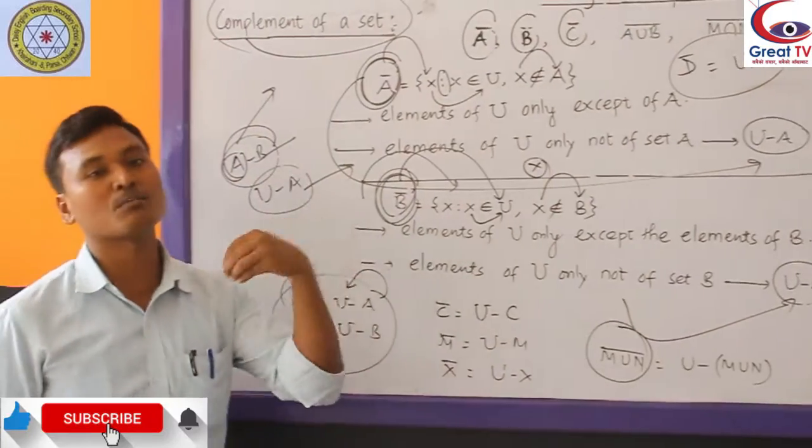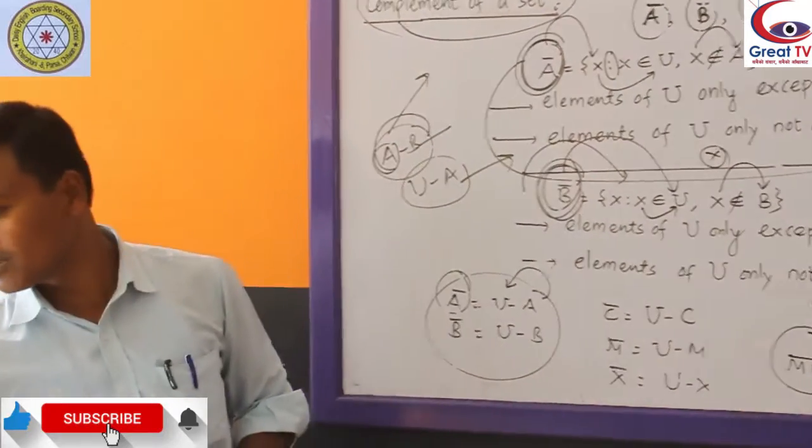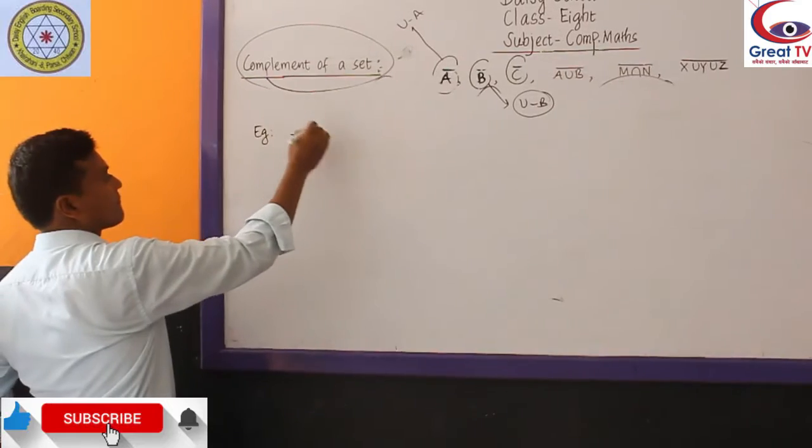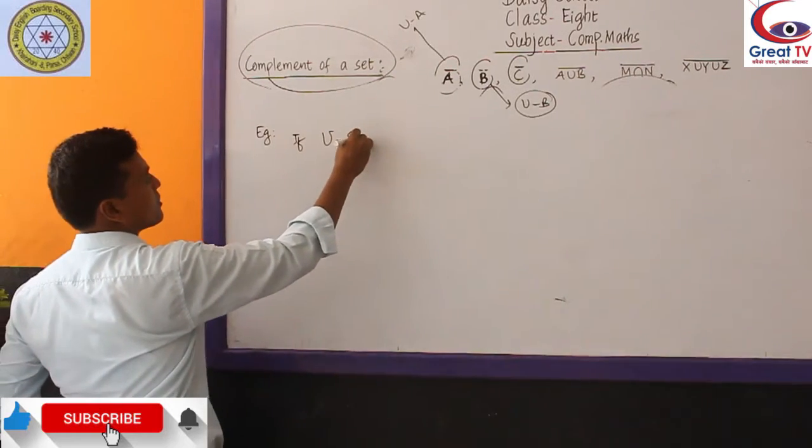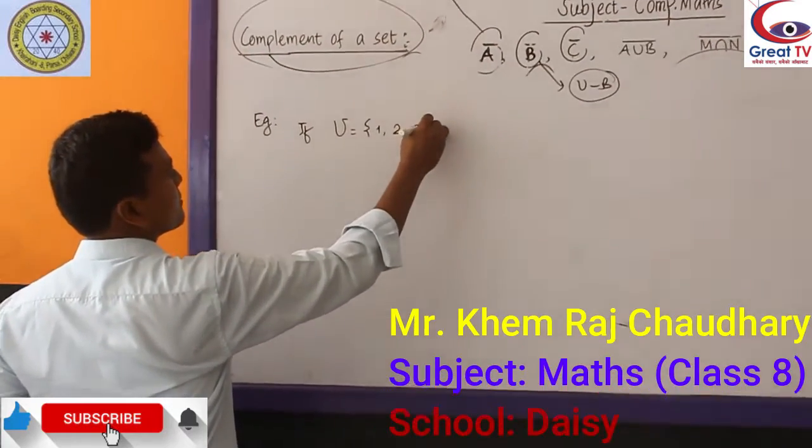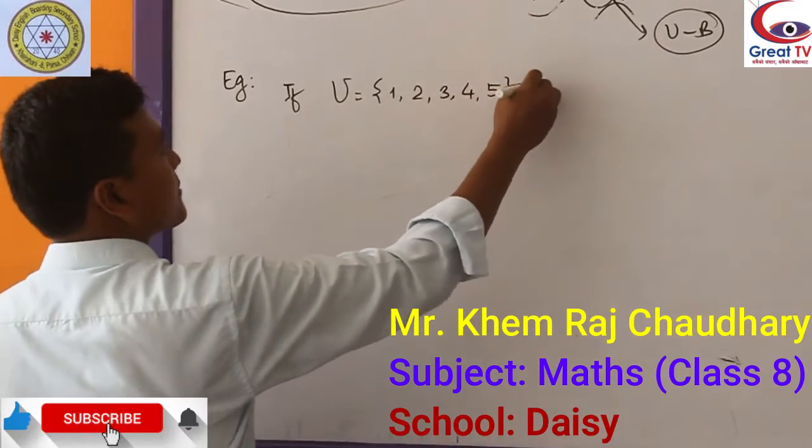Okay, let us make it even more clear by one example. If universal set U equals 1, 2, 3, 4, 5.